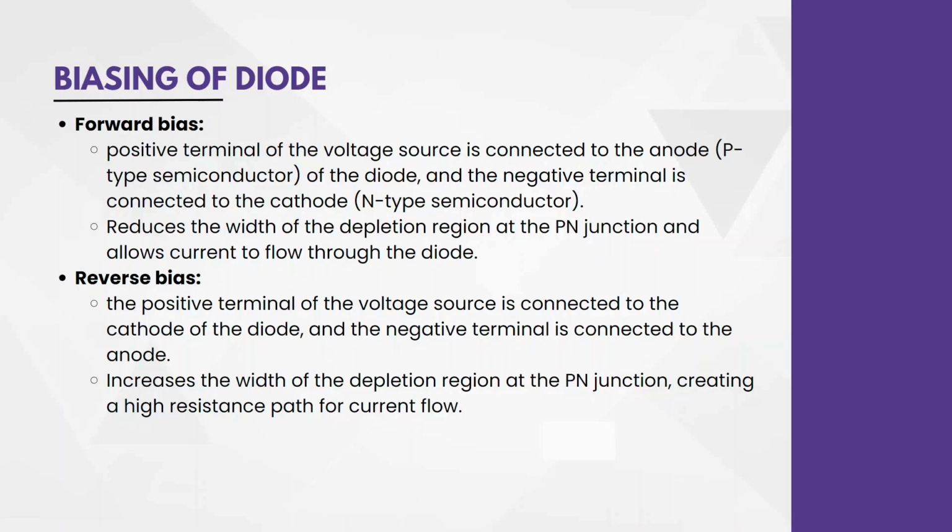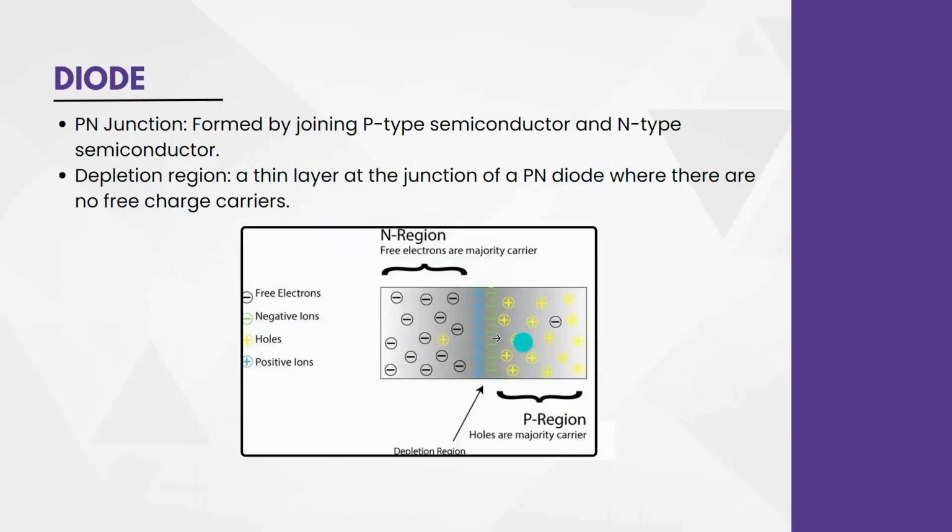Vice versa is the case in reverse bias. So when I connect the positive terminal of the voltage source to the N-type semiconductor or the cathode, and the negative terminal I connect to the anode, then it becomes reverse biased. In this case, the width of the depletion region increases, which means the current cannot flow. Hence, biasing of a diode plays a very important role in electronic circuits.